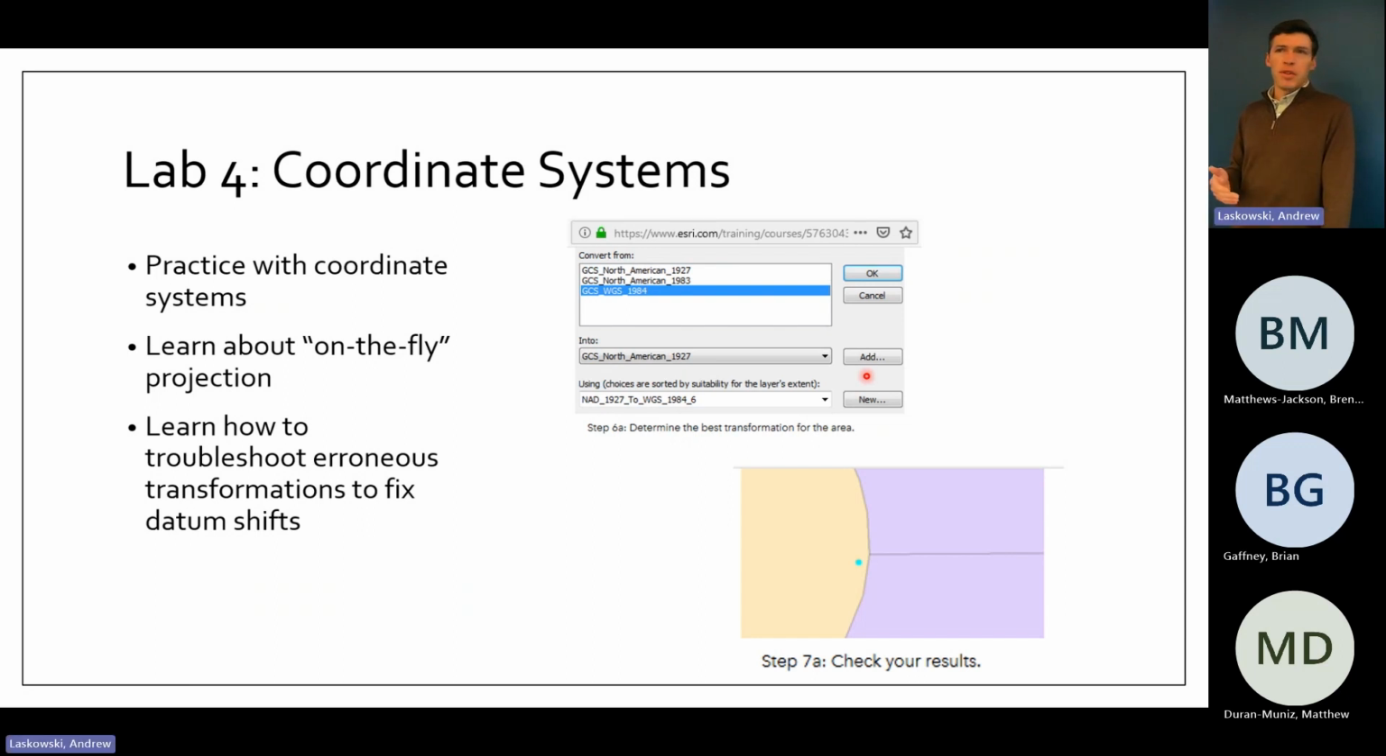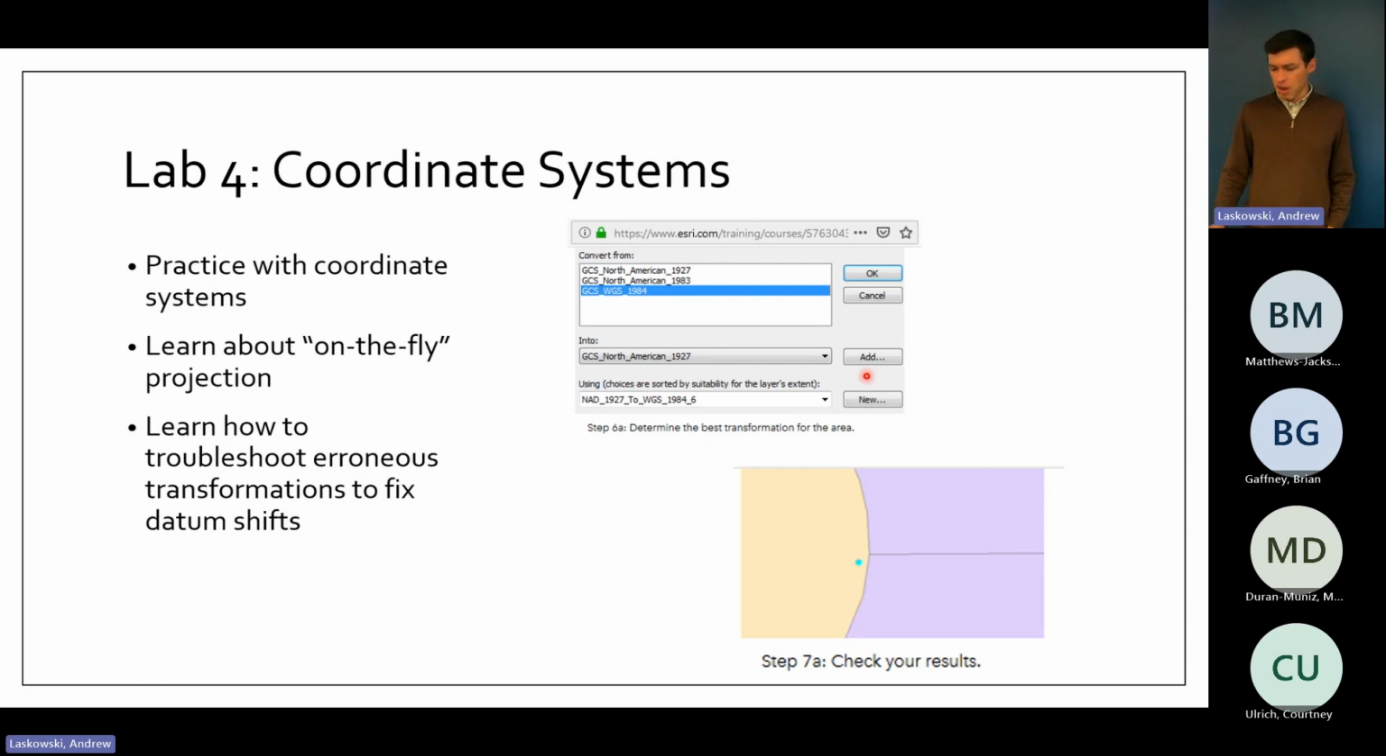Typically, the default is something like WGS 84, which is kind of similar to a Mercator projection as it's viewed on the screen. But yeah, you're going to be working with these coordinate transformations, dealing with some detailed maps of parcels, and fixing some problems with the automatic conversions between coordinate systems.